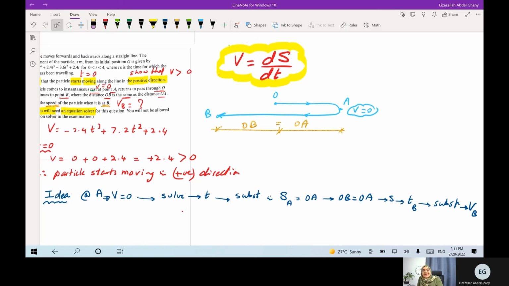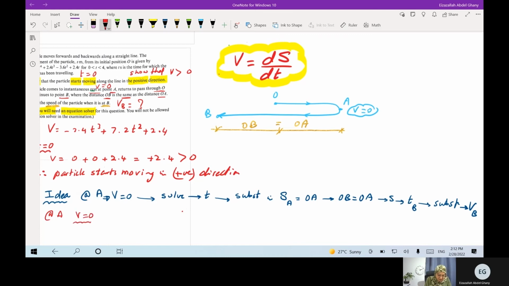And this is an equation. You will solve it to find t. When you find the time at B, you will simply substitute the time at B in the formula of the velocity to find the velocity at B, and let's go. So now, this is how to solve. We'll say at A, velocity equals 0.